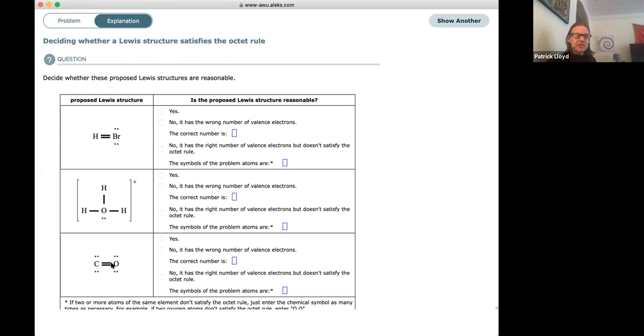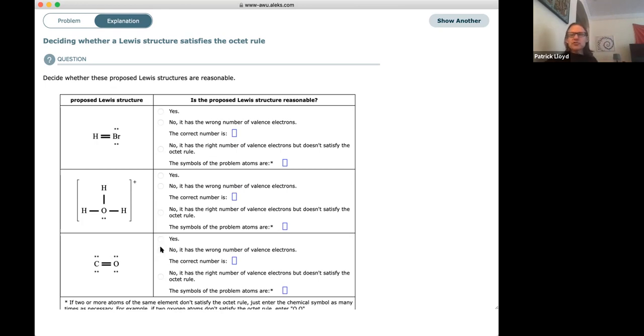Here's carbon monoxide. This one might be okay. Let's see. Carbon is in group 4A, so it's got 4. Oxygen is in 6A, it's got 6, so that's a total of 10. So it should have 10. 2, 4, 6, 8, 10, 12. Nope. Has the wrong number of valence electrons.